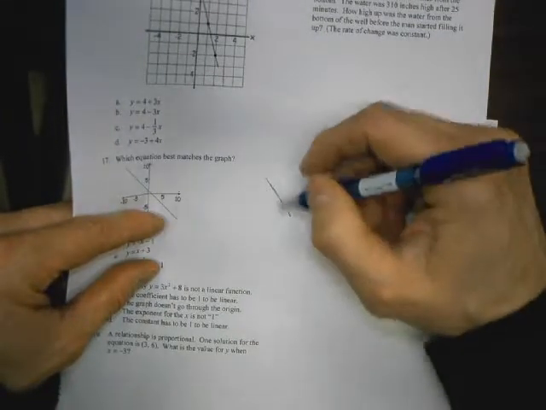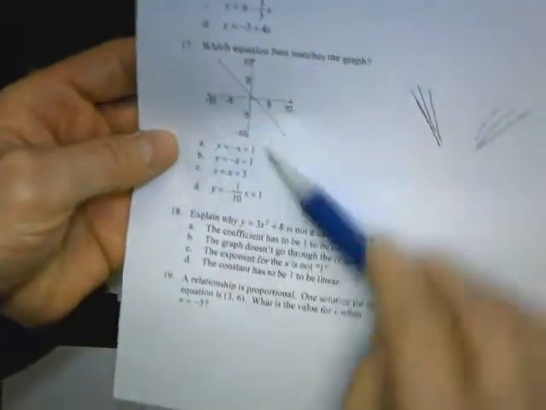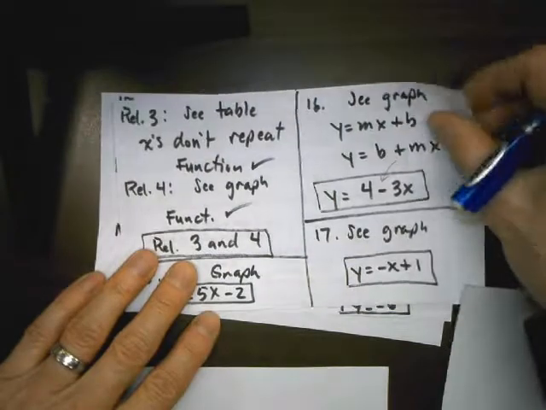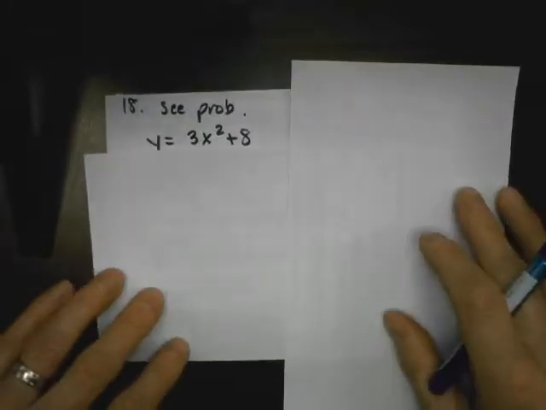So steeper is a greater absolute value than 1. Shallower is a fraction. So this is not very shallow, so it can't be D. So the only option is A, y equals negative x plus 1. So you have to understand slope and y-intercept for that one. There's no work to show. I hope once you understand that, you get that easily without any work in the future.